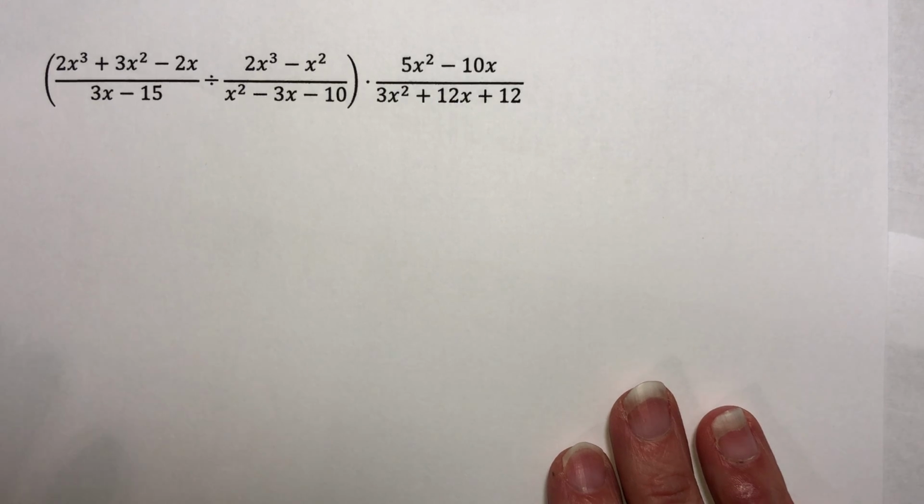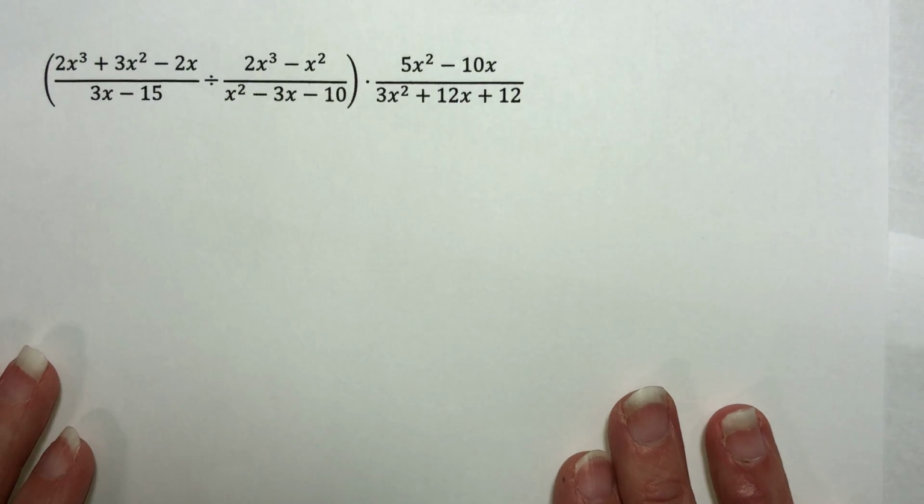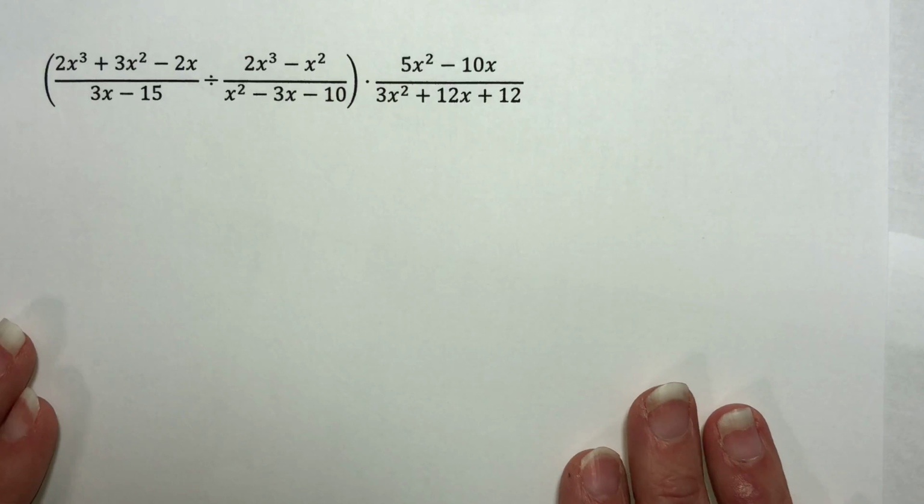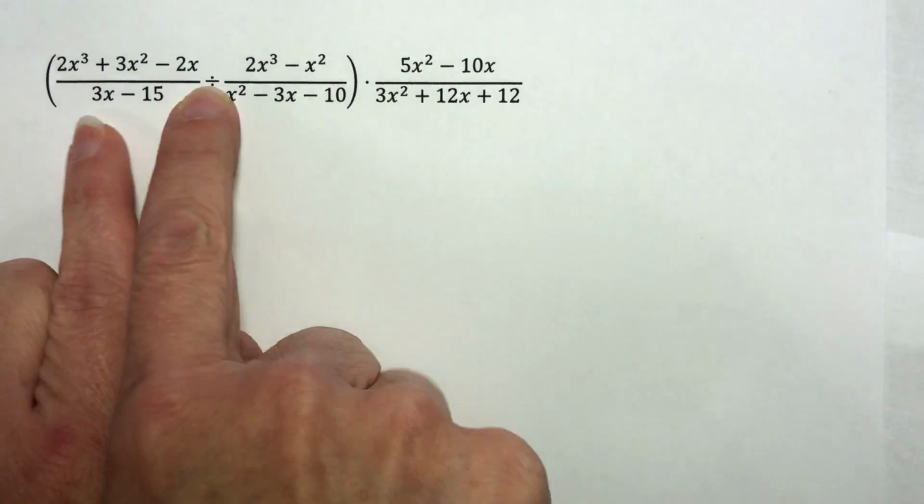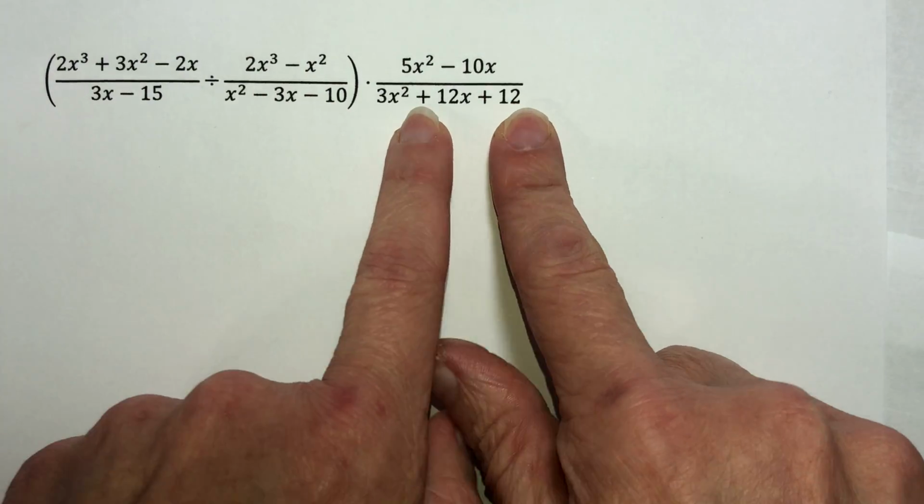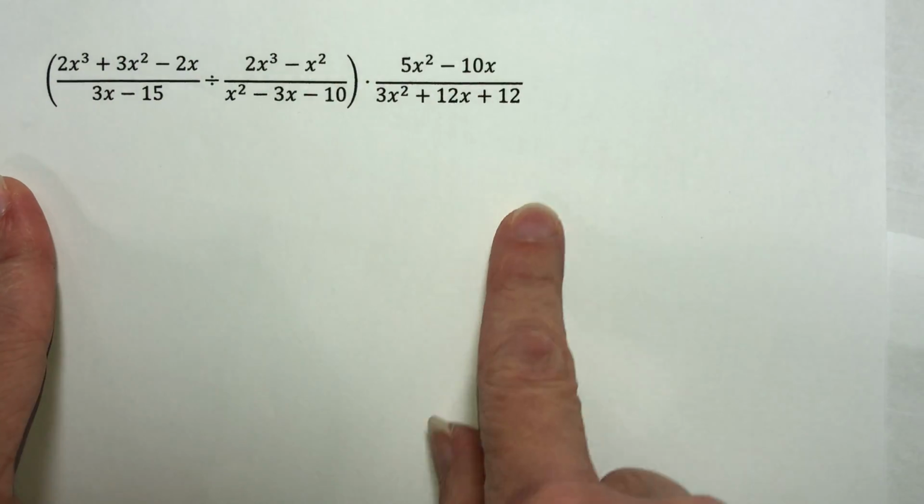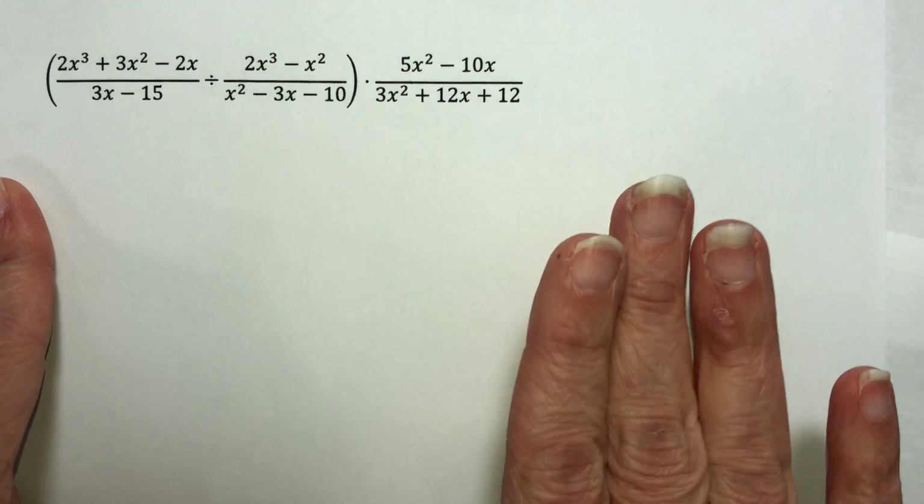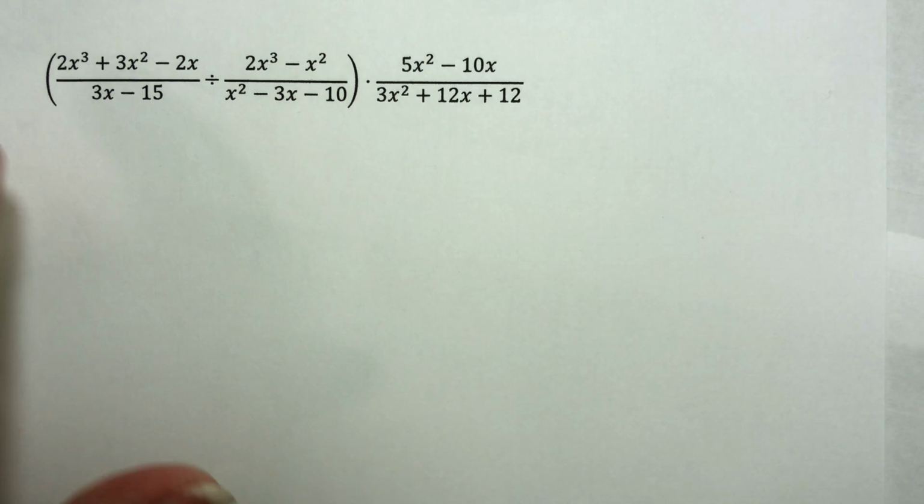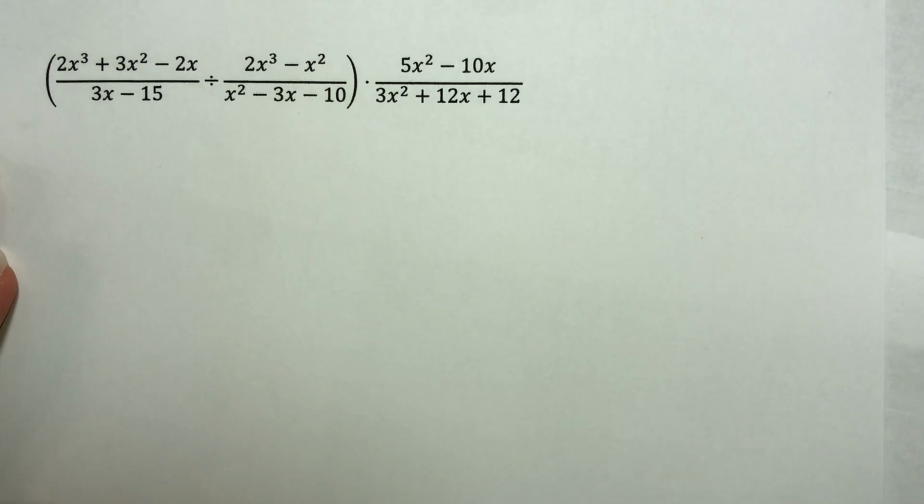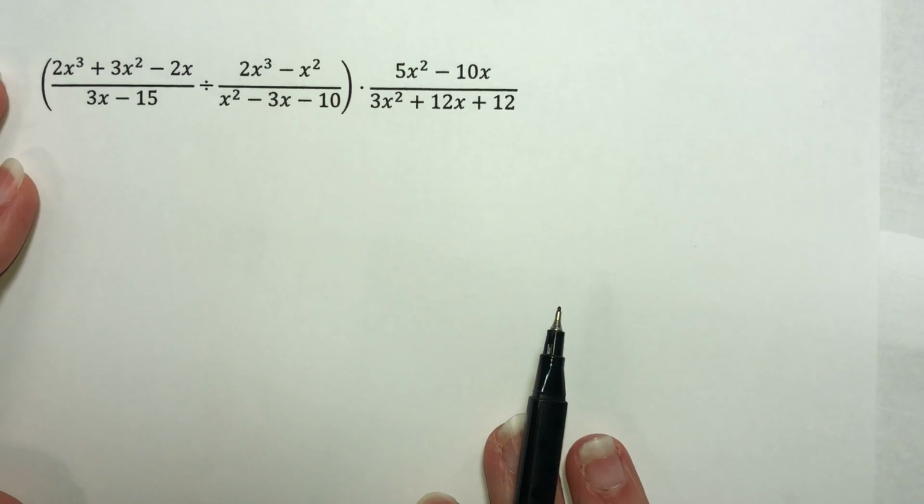This is part 4 of 7.1, and this is absolutely as ugly as they can get. We need to divide these two and then multiply here, and all 6 pieces of this need to be factored as much as possible. Okay, so let's just get started.